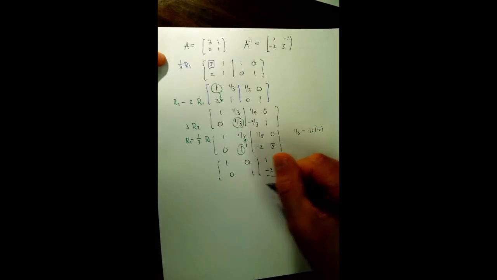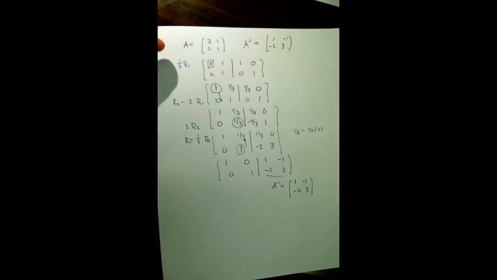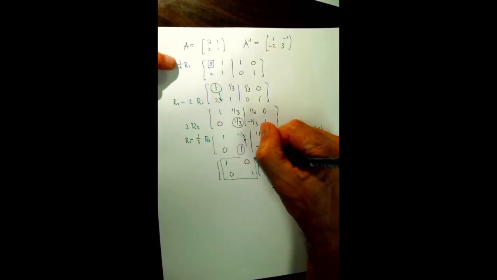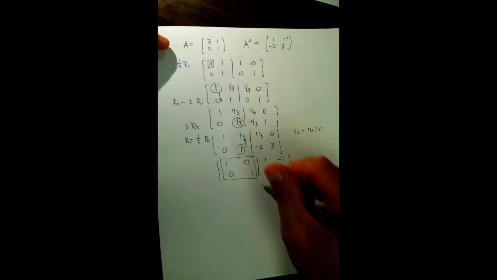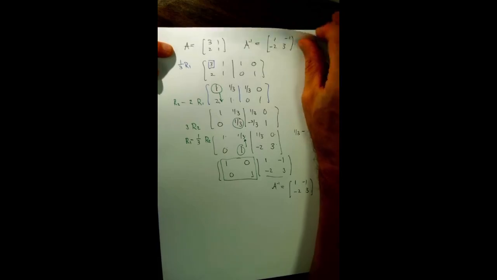And there it is. My A inverse is exactly what I was hoping it was going to be. And notice I was able to get the identity matrix there. Again, if this had been a 0, that means the inverse does not exist. Let's do another example.